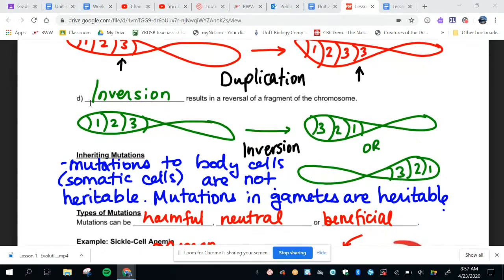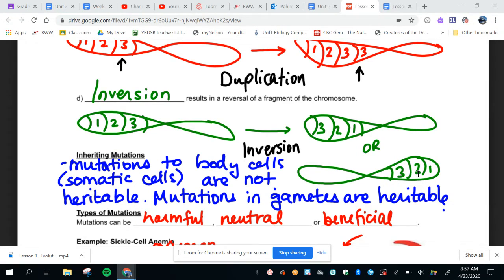And last but not least here is inversion. Inversion is basically a reversal. Where it should be in order 1, 2, and 3, we now have it inverted, 3, 2, and 1. Things have switched places on the same chromosome. I've also shown it another way over here. Those same genes are still present, but they've been moved to the wrong location.